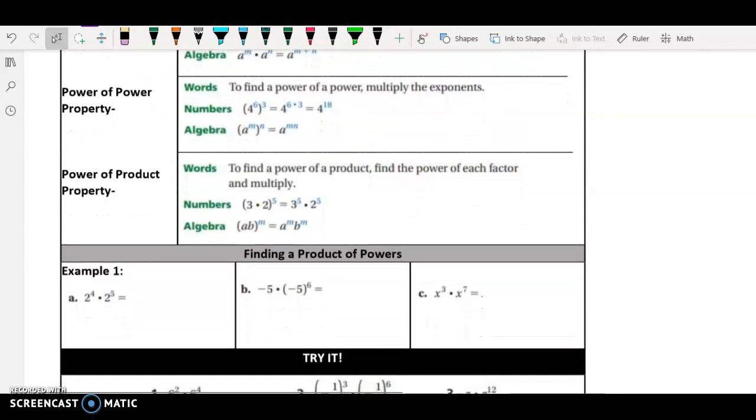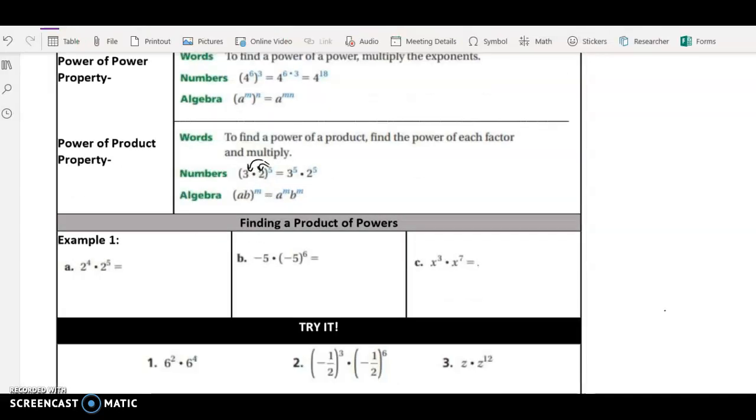Then we have the power of power property, and to find a power of a power, we multiply the exponents. And so if we have 4 to the sixth, all to the third power, then we keep our base and we have 4 and then 6 times 3, which is 18, so we have 4 to the 18th power.